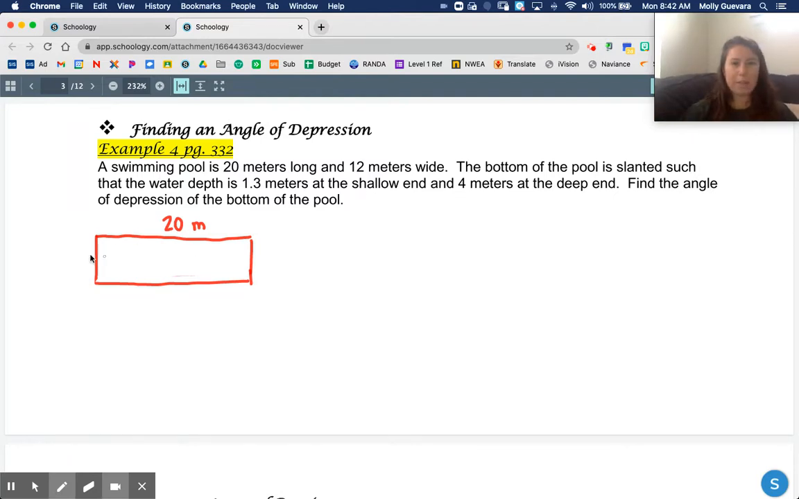Okay, so at the shallow end, so here's the shallow end, it's 1.3 meters. And then what happens is the pool gets deeper and deeper and deeper, right? And then at the deep end, it's 4 meters. And I want to know what is the angle of depression. So that's theta, right? Remember, the angle of depression always goes down from a horizontal. So this is what I'm trying to find.